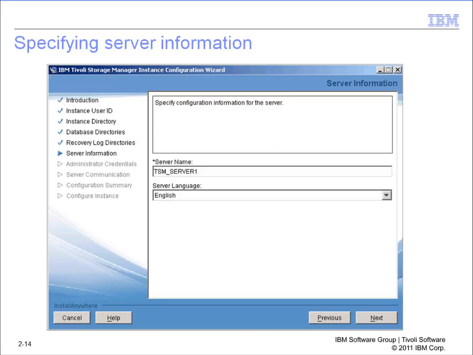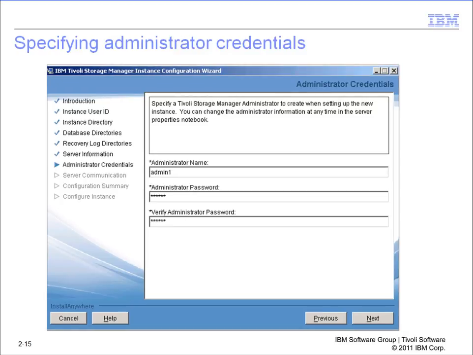Here's where we're going to give our server a name. By default, it's going to pick up the machine name, the physical host's name. We've added an underscore server 1. This is where we input the TSM admin credentials. We're using admin 1 just as an easy ID.